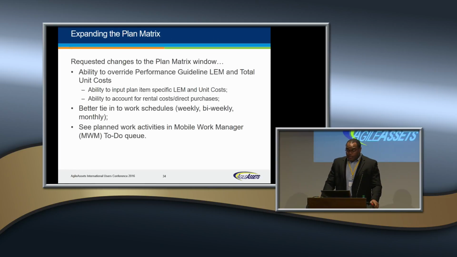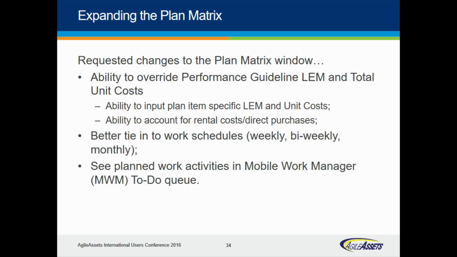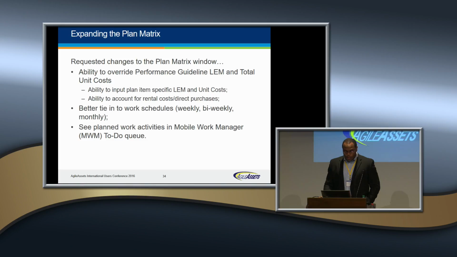Next one is the ability to override your performance guideline, labor, equipment, and material, and total unit costs. So basically to drill in and say, I don't want to use the performance guideline for this, but I have specific rental rates. I may have the material already available, so I can override and use these line item specific costs and make it more of a bill of quantities.